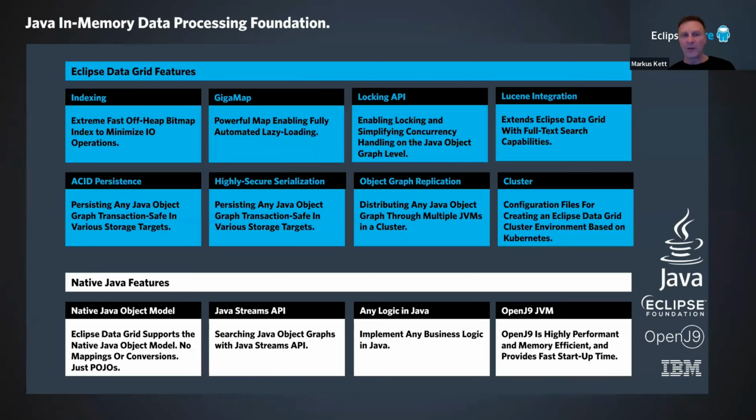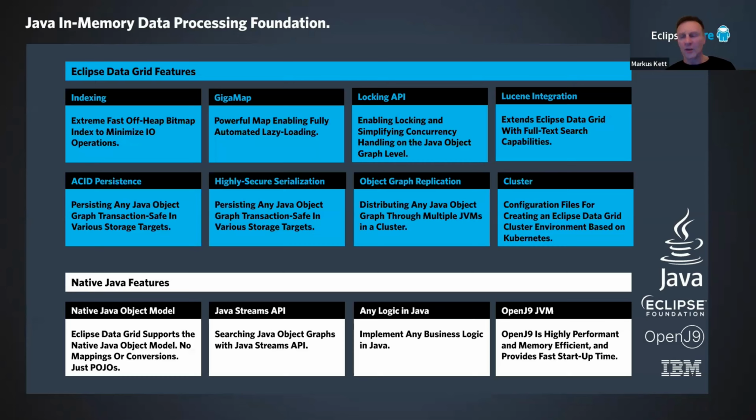You also get a feature called GigaMap. It's a very convenient feature. It takes care of lazy loading automatically. So this is super convenient stuff. Christian will introduce you to GigaMap also. Everything happens on your object graph.